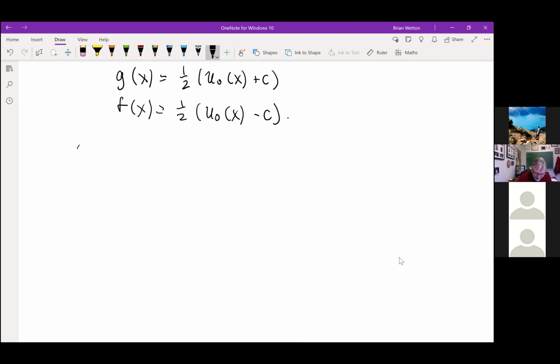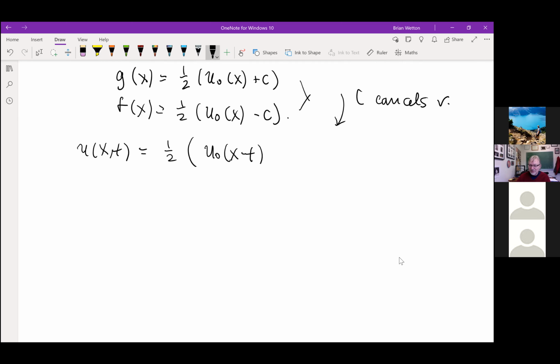So now I'm going to put it back together. Now I've got u of x and t. It's the f of x minus t. So I'm going to have a 1/2 u0 of x minus t. Notice when I add f and g, the c cancels out, right? So this thing, which was an arbitrary constant, I didn't know what to do with. Well, okay, it was just an artificial intermediate thing that won't affect the final solution.